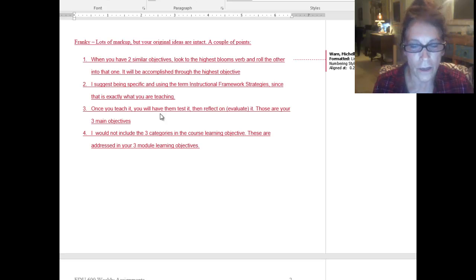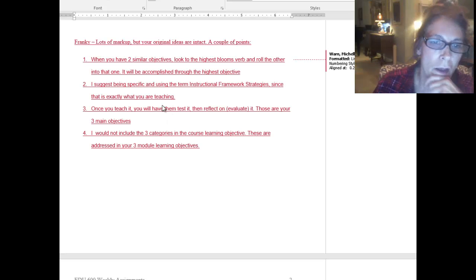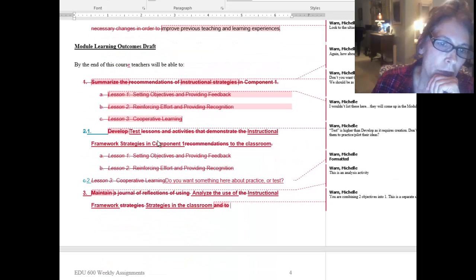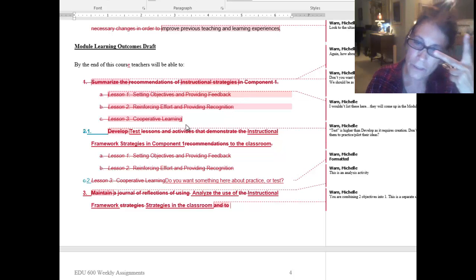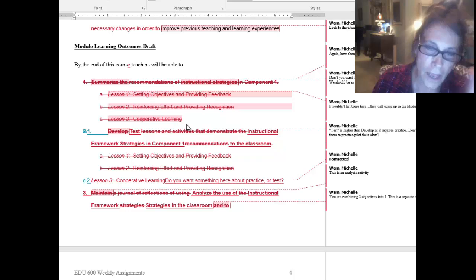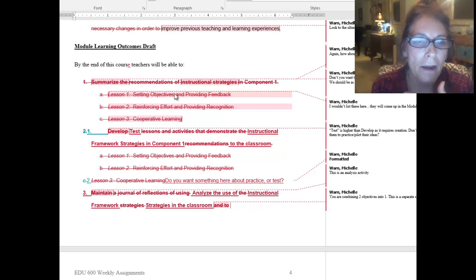The module learning outcomes are also the how and why, because the module learning outcomes, am I not right that you're addressing the three module learning outcomes, the objectives and feedback, the reinforcing and recognition, and the cooperative learning? And didn't we talk about having all three of those as three different modules? So each of those will have the same similar learning objectives, but they will be around these three different topics. And again, it would be kind of around the what and the how. I think we talked about that.